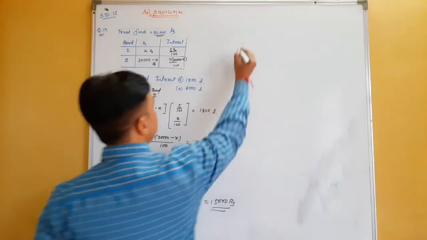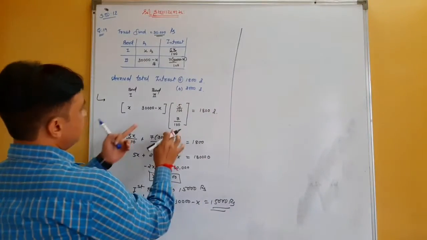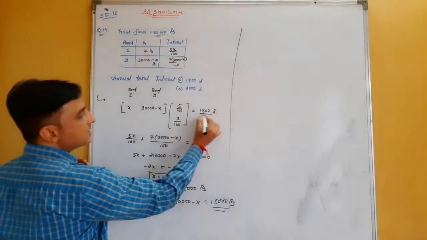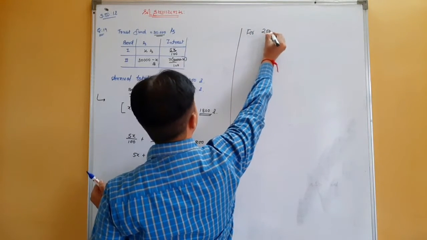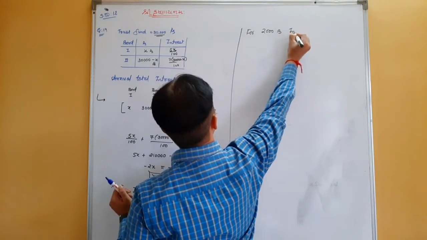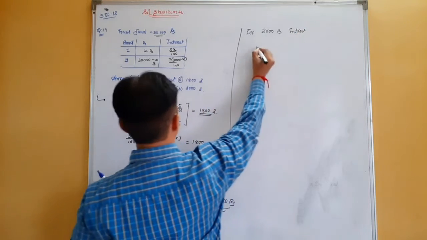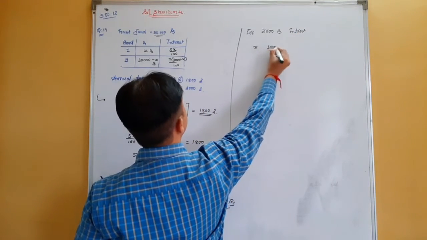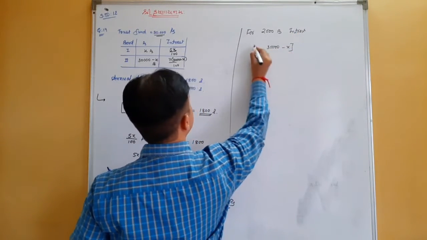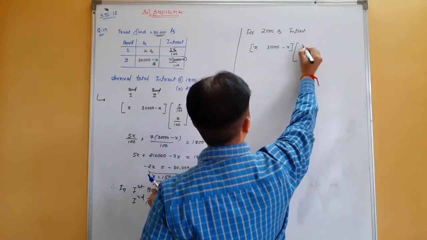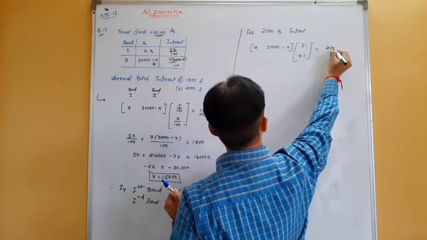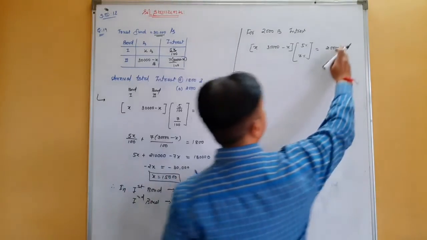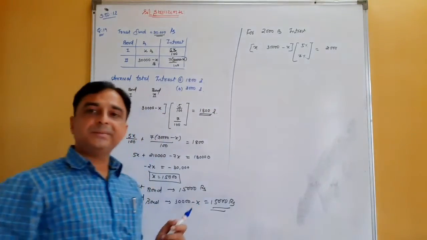If we are going for a 2,000 rupees interest, this matrix is the same, just change this value. For 2,000 rupees interest, x and 30,000 minus x, one matrix, 5% and 7% second, and total interest will be 2,000 rupees.